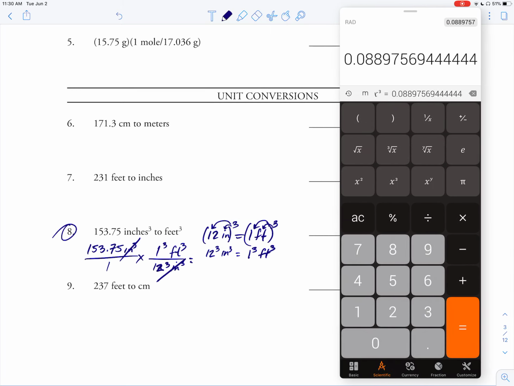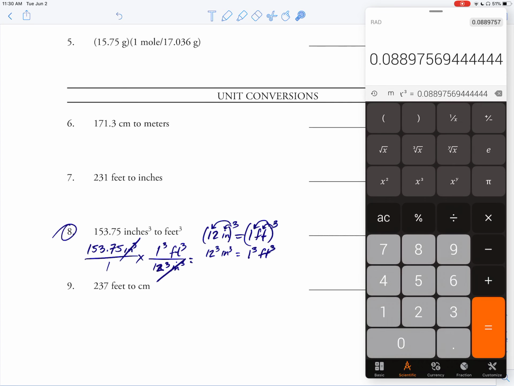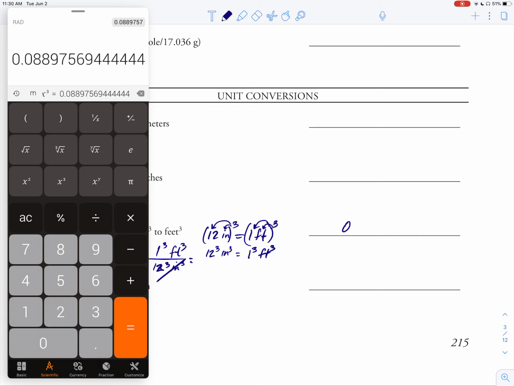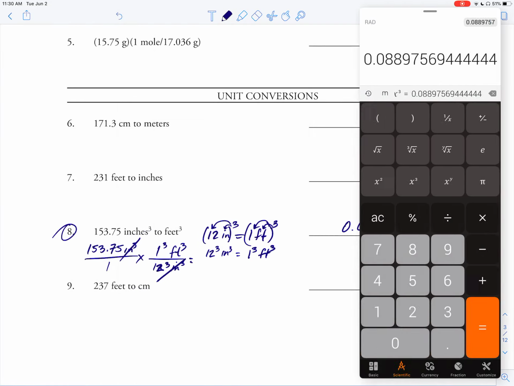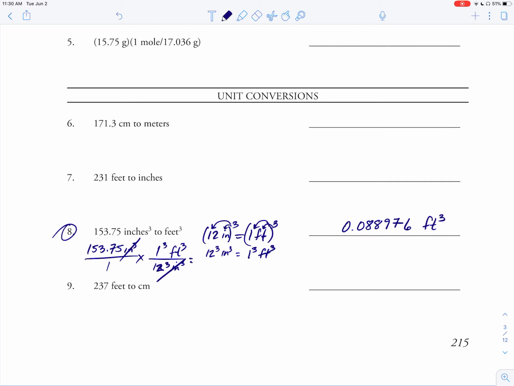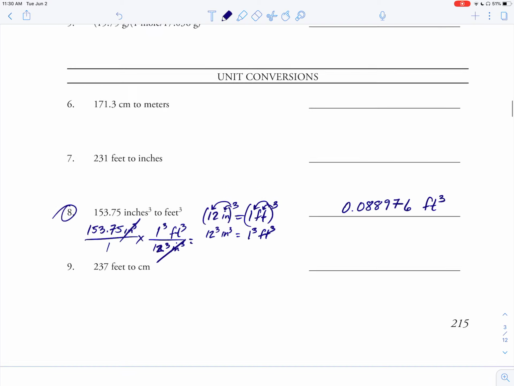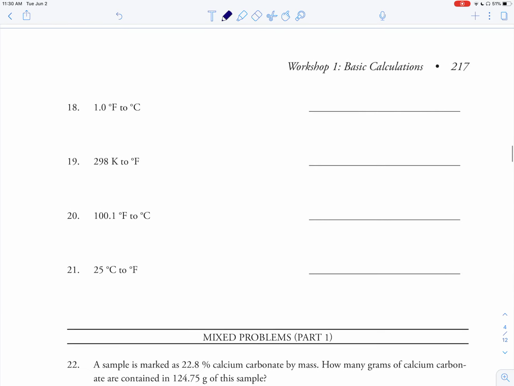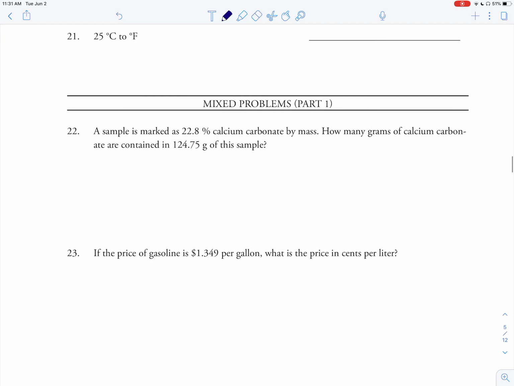So you want to write this number in the appropriate number of significant figures. This has 5. These are exact, so you won't use those in that determination. So we're going to put our answer in 5 sig figs. 0.0889766, and then the correct unit is feet cubed. So that's how you work that kind of problem. So the rest of these are all just basic conversions of temperature or other units.